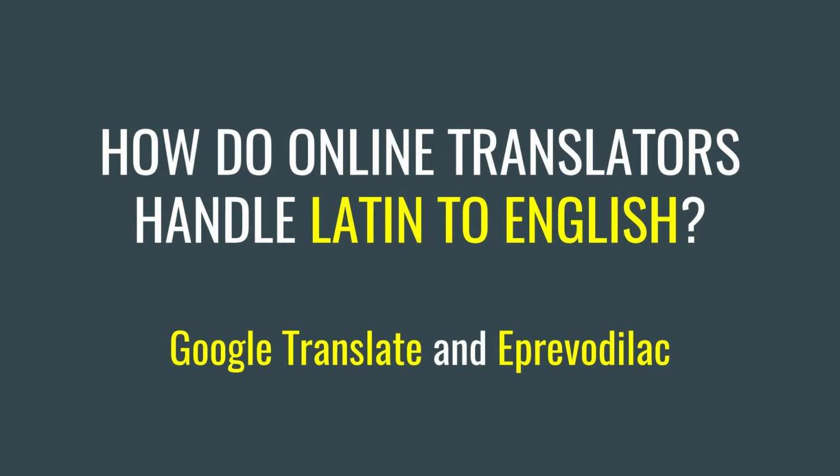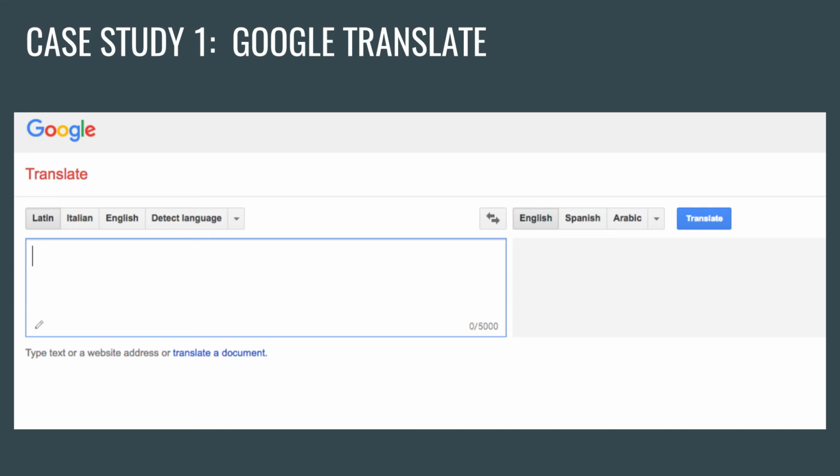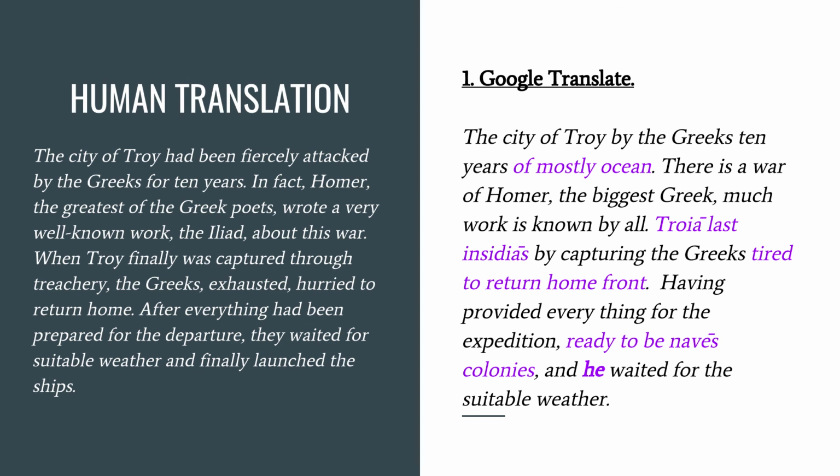So, how do online translators handle Latin to English first? We'll take a look at Google Translate and something called ePrevodelac. And this will be the Latin passage copied and pasted into the translators to spit out English. So first one is Google Translate, of course, probably the best known translator out there. Let's see what Google did with this passage.